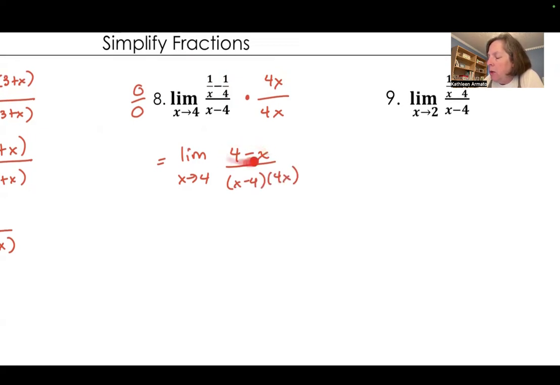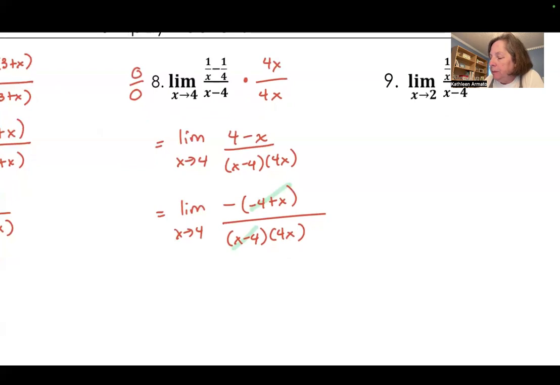Notice the 4 minus x and x minus 4 are really close to each other. What I'm going to do is factor a negative 1 out of the numerator. That leaves me with negative 4 plus x, which is x minus 4. Yay! It's the fun part. I get to cancel. Plugging in 4 now, I have negative 1/16.